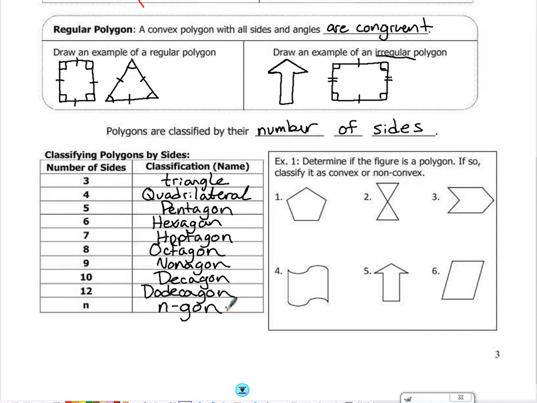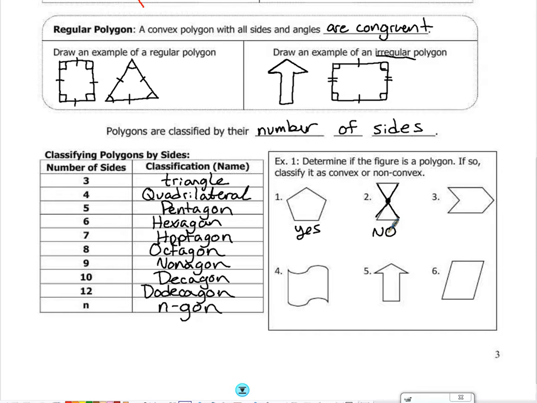Determine if the figure is a polygon. If so, classify convex or non-convex, which would be concave. This one, yes, polygon. Number 2, not a polygon because I have one vertex that shares 4 segments. So this is not one single polygon.